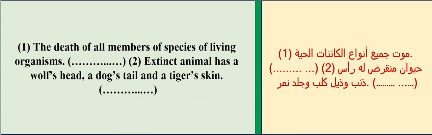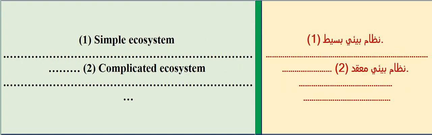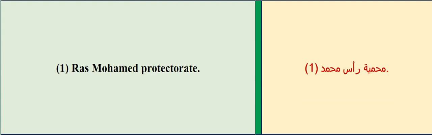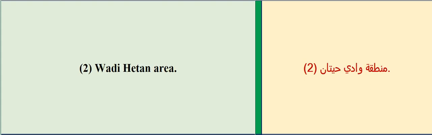1. The death of all members of species of living organisms. 2. Extinct animal has a wolf's head, a dog's tail and a tiger's skin. 1. Simple ecosystem. 2. Complicated ecosystem. 1. Ras Mohammed Protectorate. 2. Wadi Hitan area. What do they have in common?